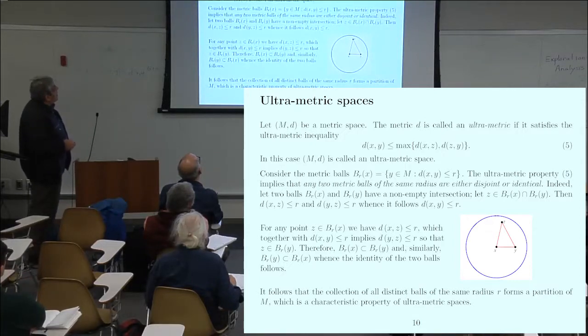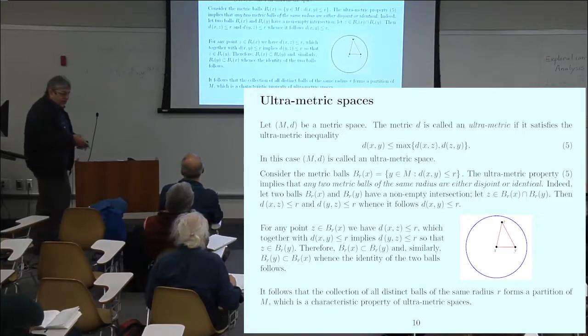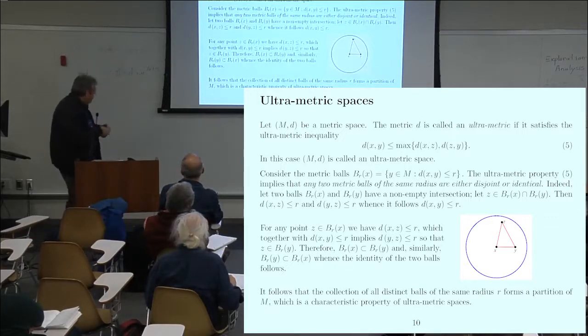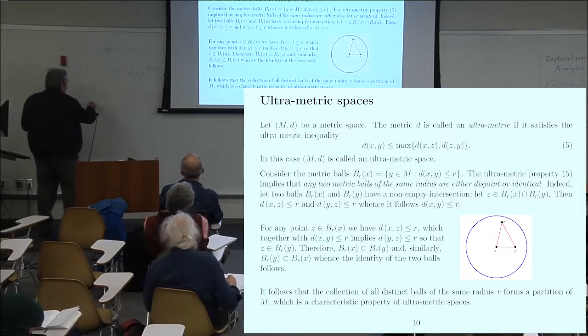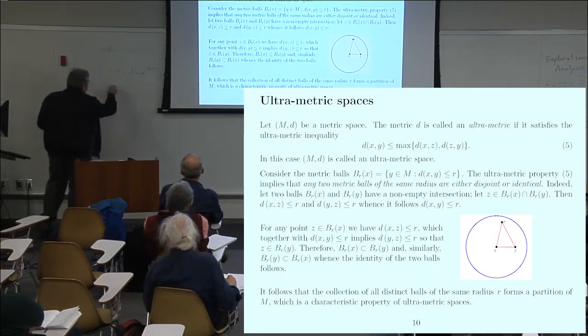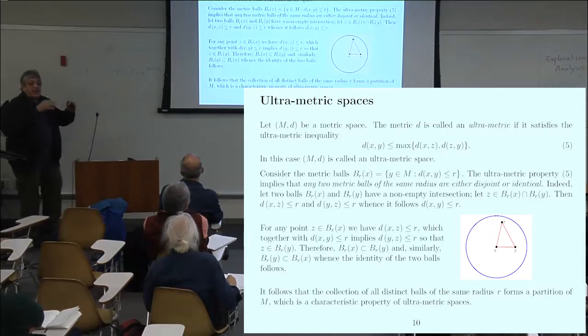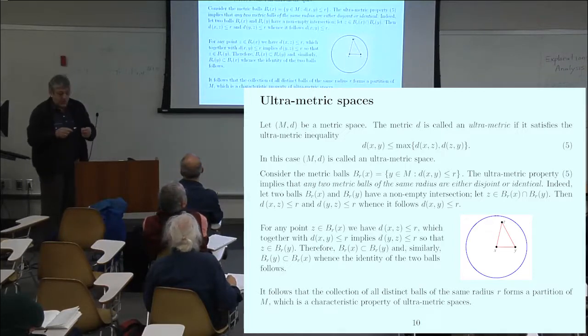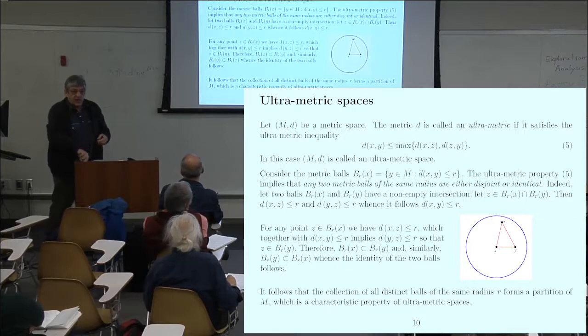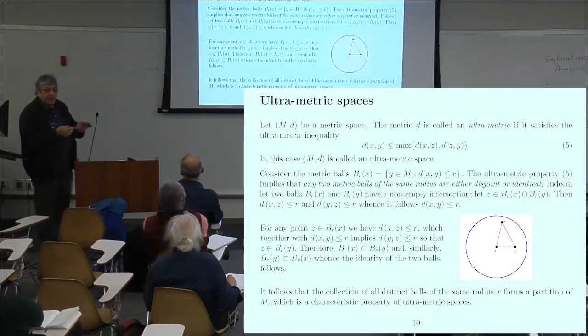The ultrametric property implies that any two metric balls of the same radius are either disjoint or identical. This is a very unusual property of balls, right? Typically, we think of balls where two balls of the same radius can overlap, but not be the same. But in an ultrametric space, this is not possible. If they overlap, they must be the same, right? So there is no way to move a little bit away.